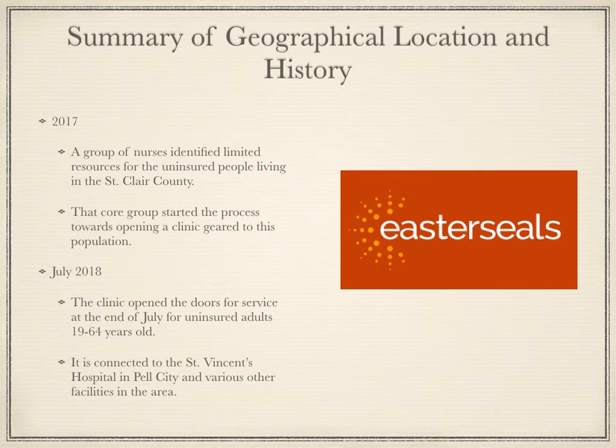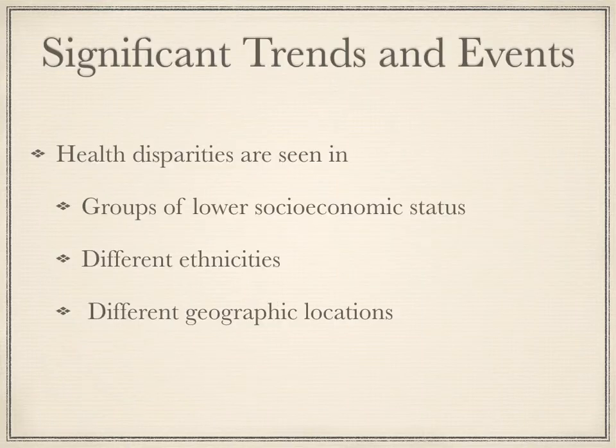They visited certain seminars and conferences, just in Memphis. They modeled some of the things after certain other charitable clinics just so that they could provide something for this community. The clinic opened its doors for service at the end of July to uninsured patients, adults particularly, 19 through 64 years old. It is connected to St. Vincent's Hospital in Pell City and various other facilities in the area, as we will see later on in this presentation.